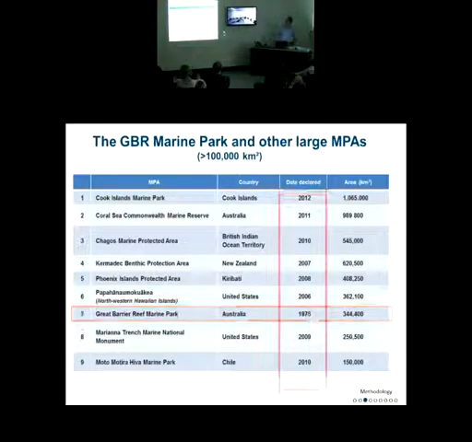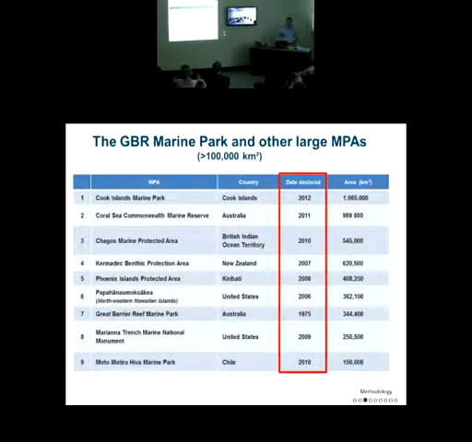The reality, though, is that if you look at the dates, they've all been set up since 2006. And very few of them, as I said, other than the Papahanaumokuakea, have any real idea of large-scale management. And they're all looking for the Great Barrier Reef to give that guidance. How do we plan? How do we manage?